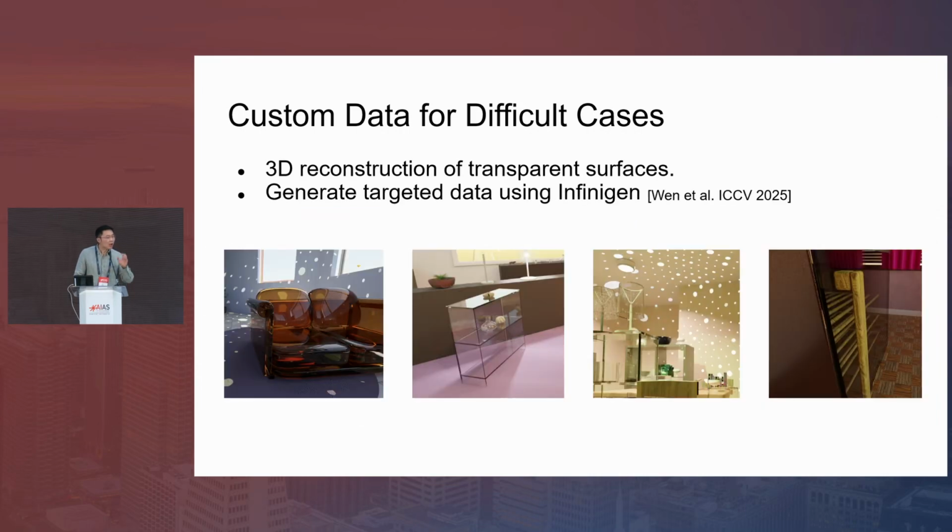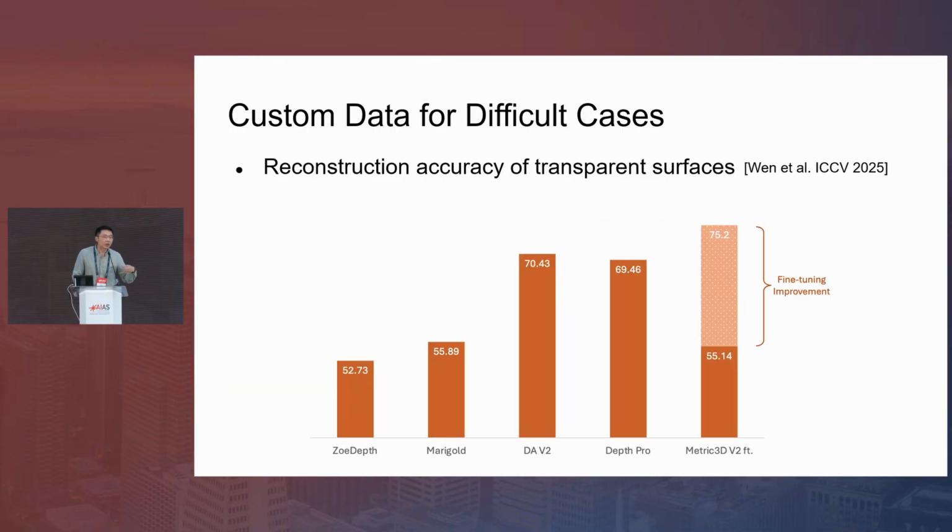Okay? And so to target this case, we can use our procedural system to generate lots of images with transparent surfaces and with high quality ground truth, right? We can make basically everything transparent easily. We can make complex lighting to challenge the model. And it turns out by doing this, we can improve the performance of handling of transparent surfaces by quite a bit.